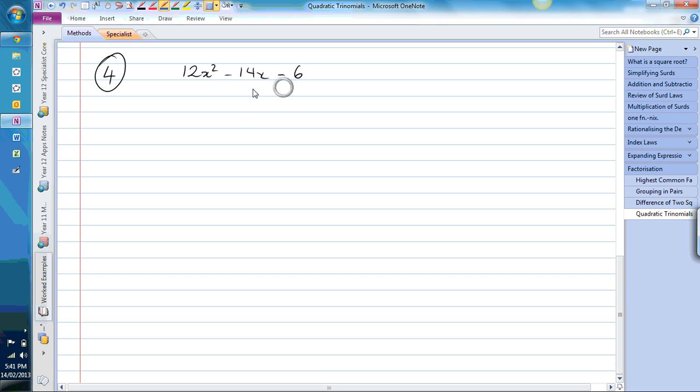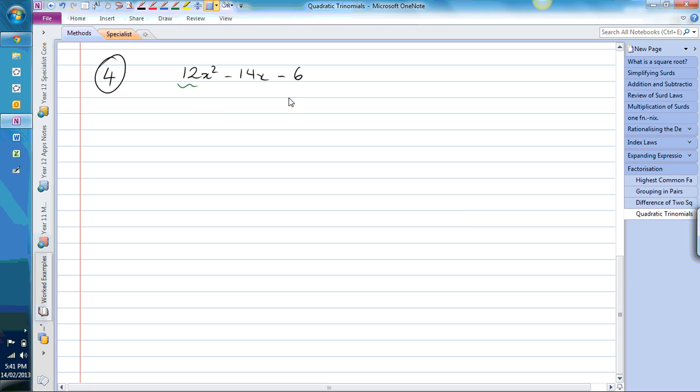If I just went right ahead here, I'd be going 12 times negative 6, which of course is 72. In fact, it should be a negative 72. And looking for two numbers that add to give negative 14. This is a big number and it's going to be hard to find the factors that I need.